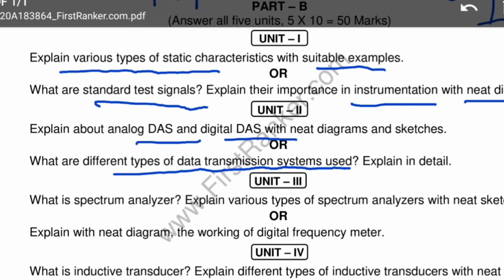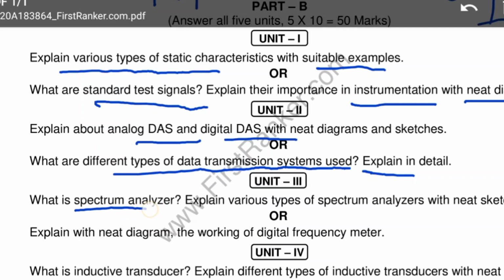Landline telemetry and radio frequency telemetry systems are the ones we use. Explain the different types in detail. You can see the types of data transmission: pneumatic transmission, mechanical transmission, and different other methods.